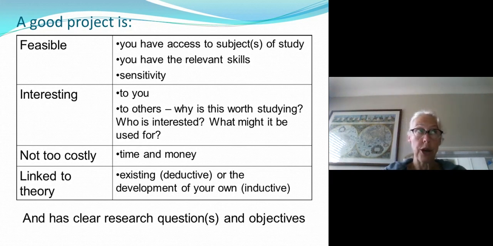Now, obviously, you'd hope that if you're choosing a topic for your dissertation, it would be interesting to you. But another thing I would add is make sure it's interesting to other people. I have occasionally had students talk to me about a project which they're very enthusiastic about. And I've kind of thought, but who else is really interested in this? It's a very niche area. So, you want to think about who would be interested, why is it worth studying?